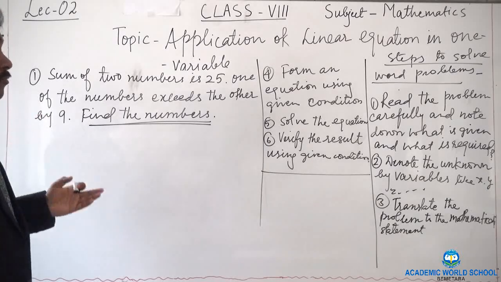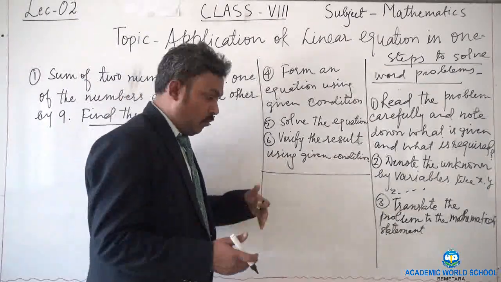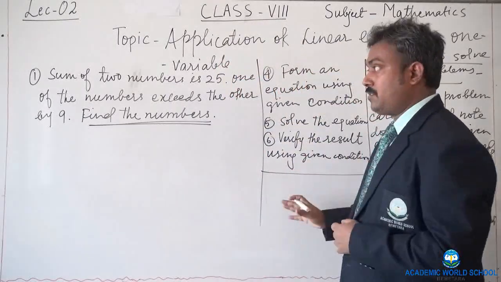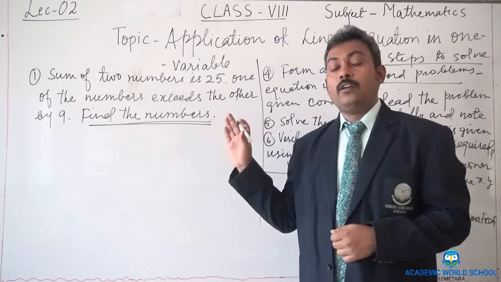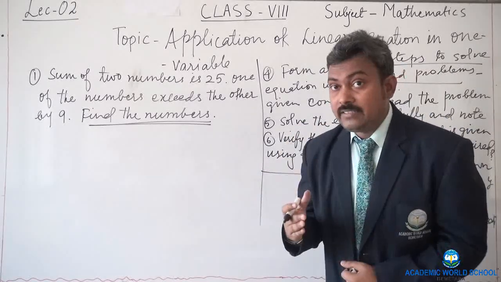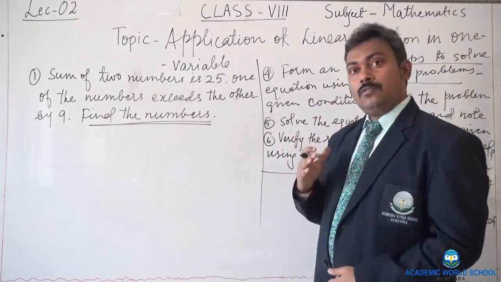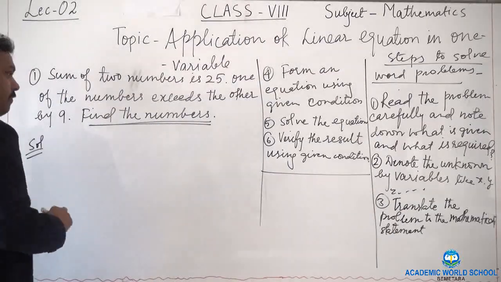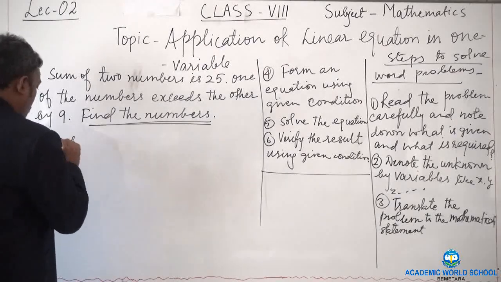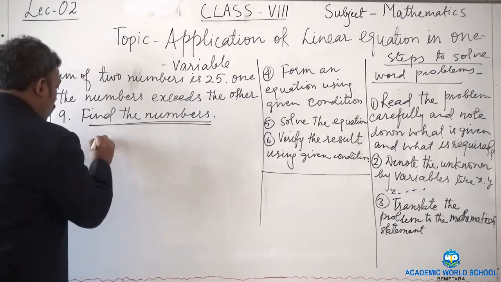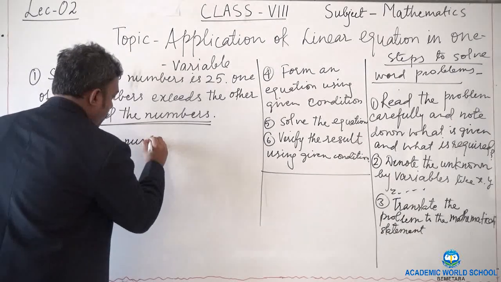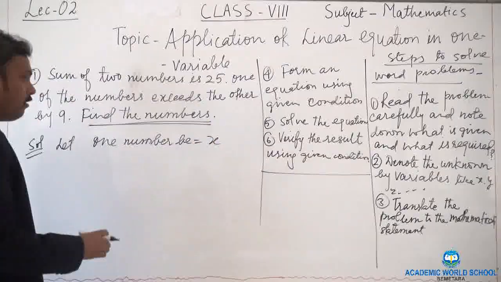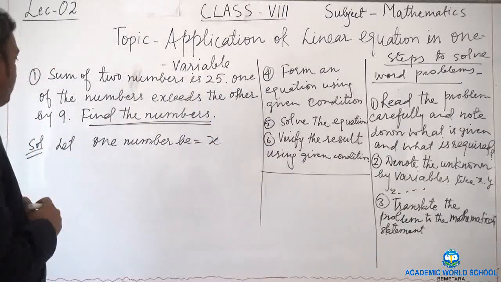Okay. So now let us come to the second step. In the second step we have to denote the unknown. Now what is unknown here? Unknown are the numbers which we have to find, whose sum is 25. Those are the unknown numbers, right? So let us write it. Let one number be x.